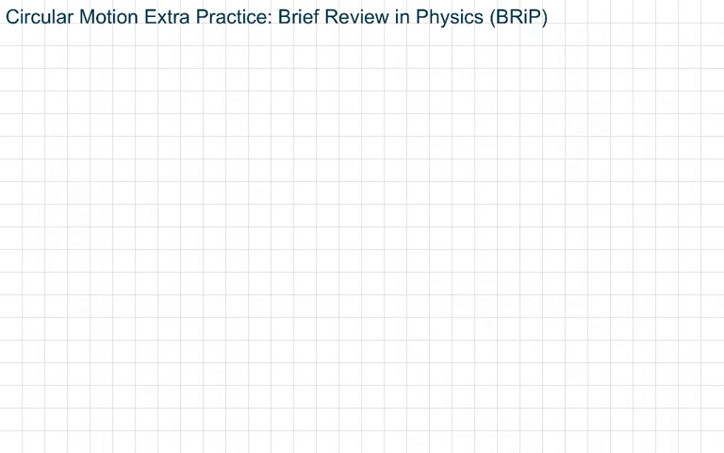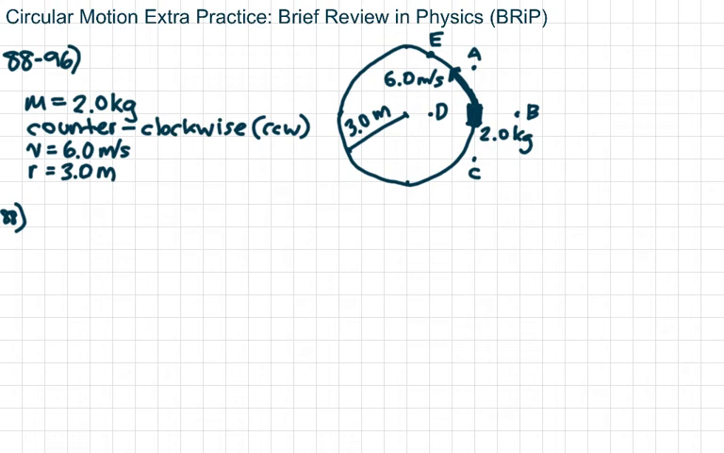All right, 88. So here's what we know. We know the mass is 2 kilograms. It's a cart. The cart's going counterclockwise at 6 meters per second at a constant speed. And then we know the radius of the circle is 3 meters. I drew the picture that goes along with it. And 88 wants to know what is the magnitude and direction of the centripetal acceleration.